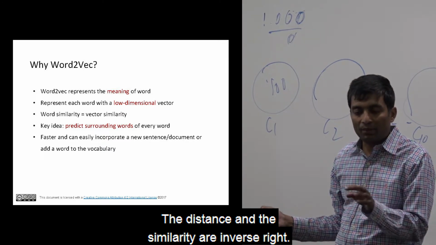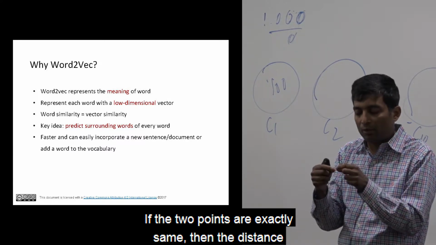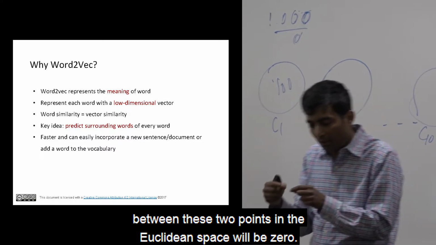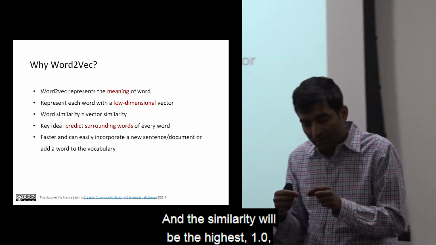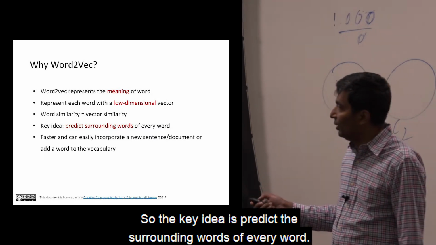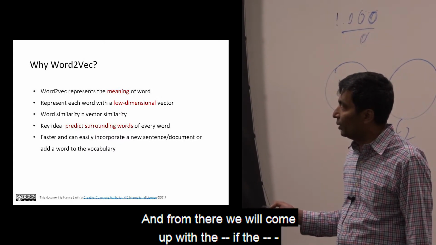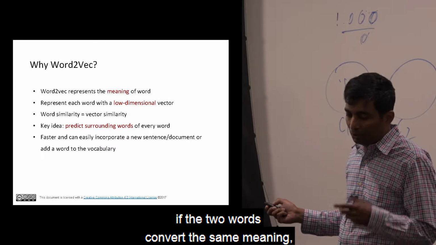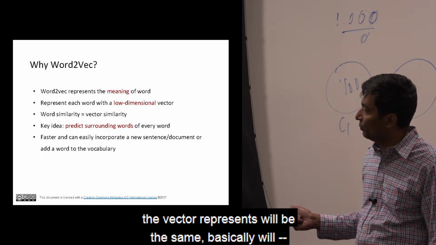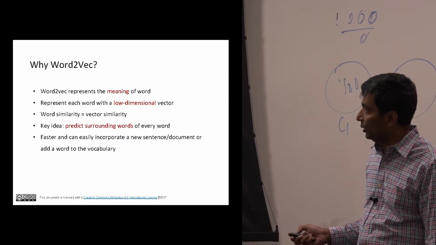The distance and the similarity are inverse, right? If two points are close, the distance will be small. If the two points are exactly the same, then the distance between them in the Euclidean space will be 0, and the similarity will be the highest, 1.0. So the key idea is to predict the surrounding words of every word, and from there, if two words convey the same meaning, then the vector representation will be similar. Basically they will use similar surrounding words a lot.